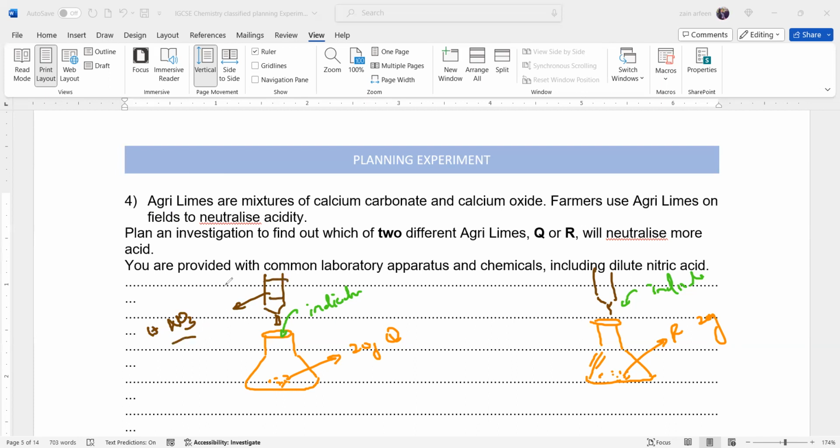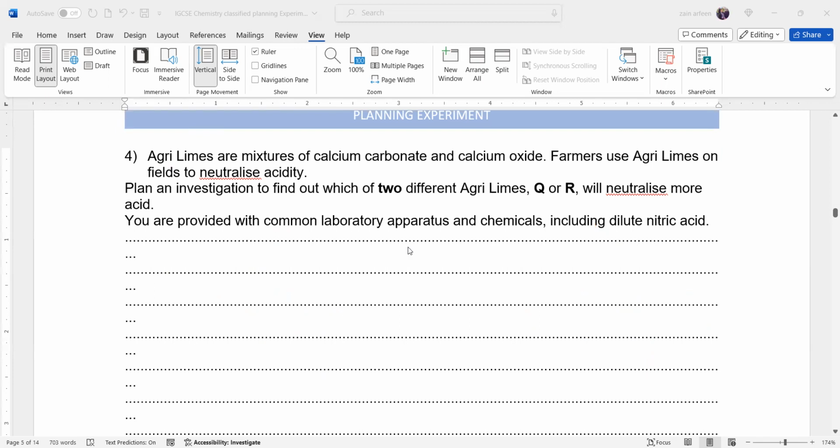For example, this one required, say, 20 cm cube of nitric acid for a complete reaction. This one required 10 cm cube of nitric acid for a complete reaction. So which Agri Lime can neutralize more acid? It means Agri Lime Q can neutralize more acid. So you don't have to mention which is better. You have to just plan an investigation. So what are the points you will include? Is this experiment clear? Anyone having a doubt or a question till this point?